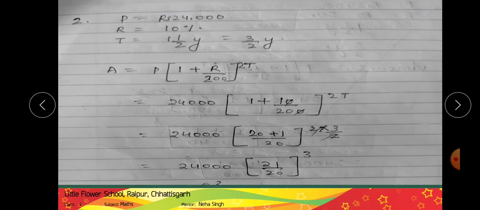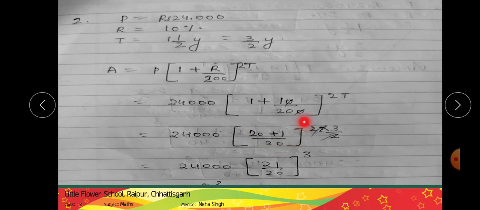See, principal, rate and time, whatever is given, we will write that first. Now the amount formula will be P into 1 plus R upon 200 to the power 2T, right? So 24,000 into 1 plus R upon 200, that is R is given, 10 upon 200, and here 2T means 2 into, see this 1 by 2 will convert it into an improper fraction, 2 into 1 by 2, that is 3 by 2, right? So when we put 3 by 2 here, this 2 and this 2 get cancelled. We are getting 3.